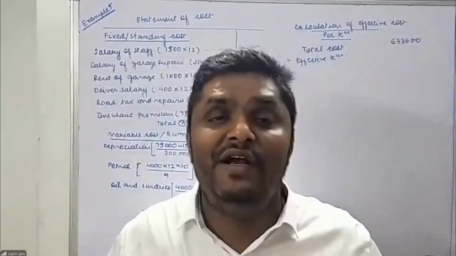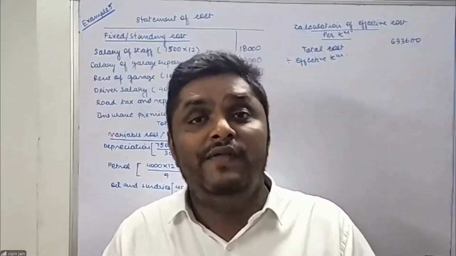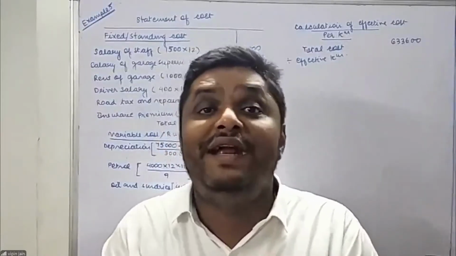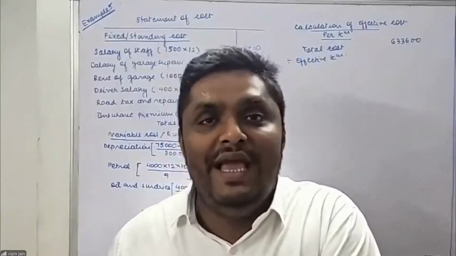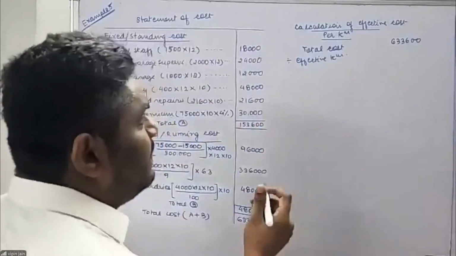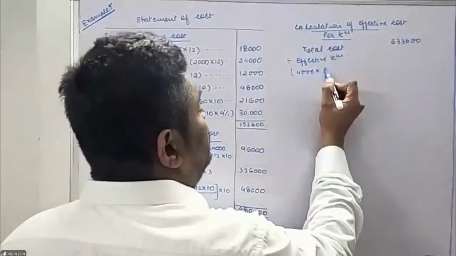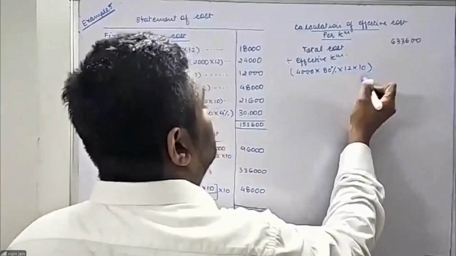At the end of the day, for our taxi, only 80% of the time we are getting some sort of fare. The remaining 20% it is running empty. So in short, when talking about the effective kilometers, it will be 4,000 into 80% into 12 into 10 taxis.